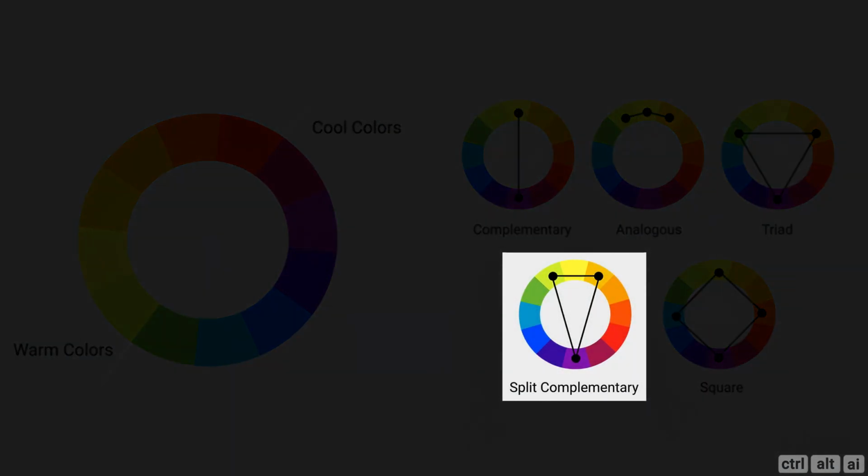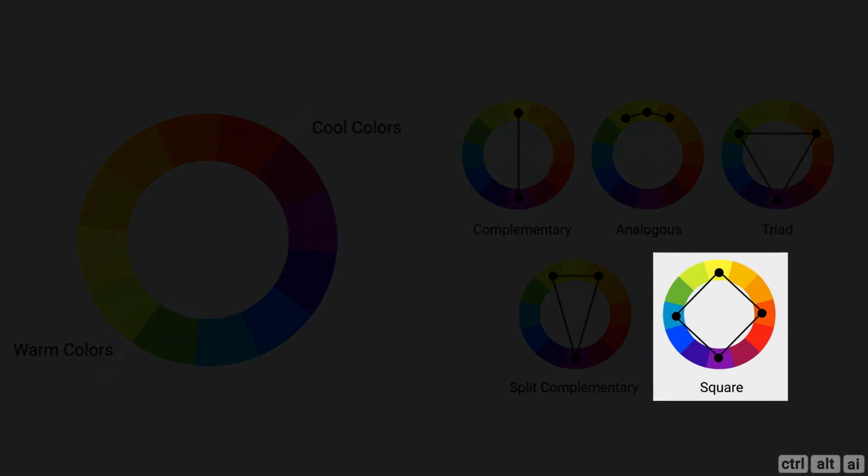A split complementary color scheme is a color harmony consisting of one base color and two colors adjacent to its complement on the color wheel. This color combination provides the visual contrast of a complementary color scheme, while offering the harmony of an analogous color scheme. Split complementary color schemes are often used to create a balanced and dynamic composition.